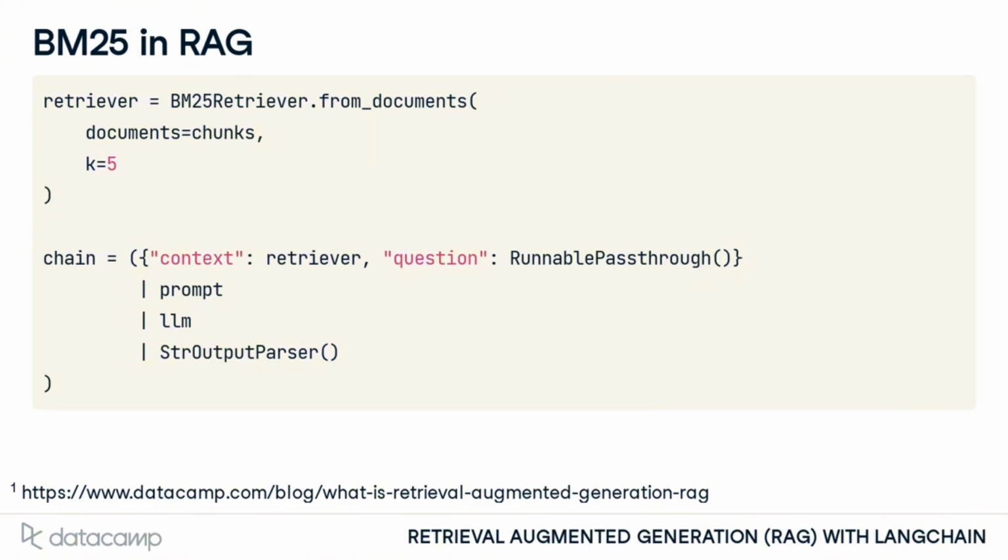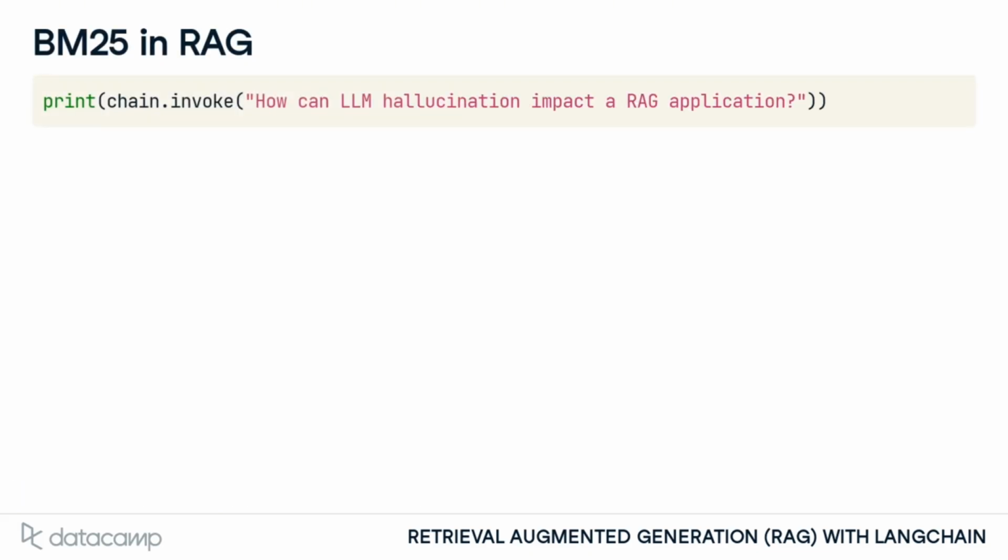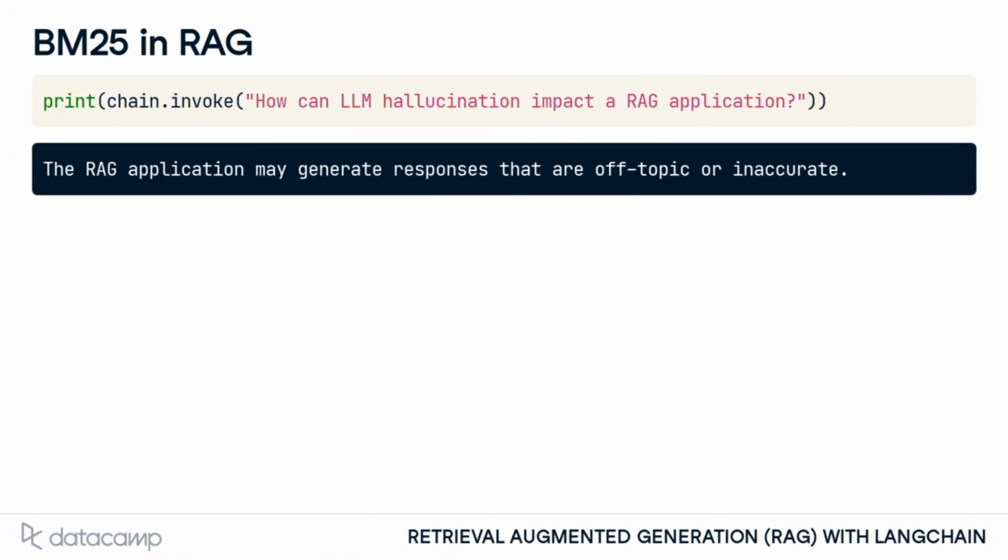Remember that runnable pass-through allows us to insert the input and change into the chain. Finally, we can invoke the chain on the input and return the results.